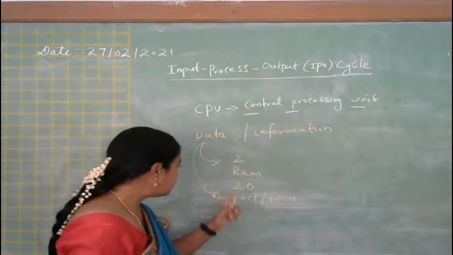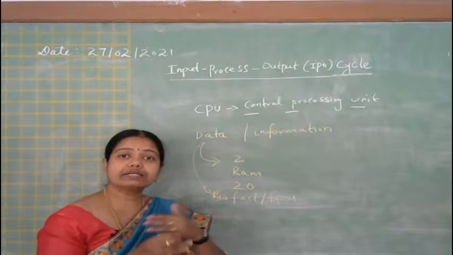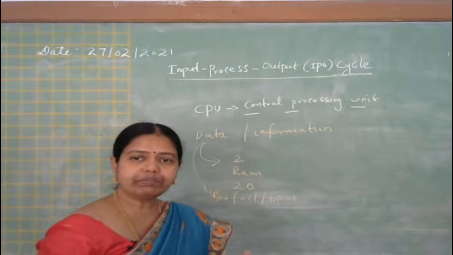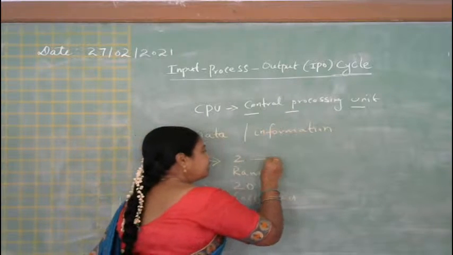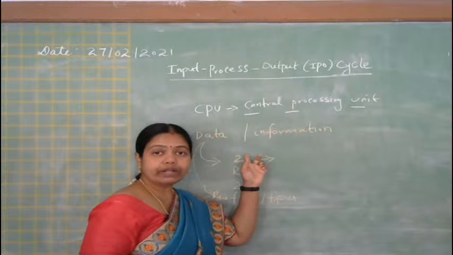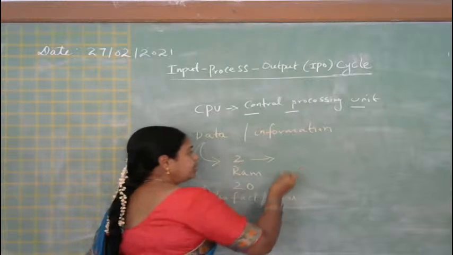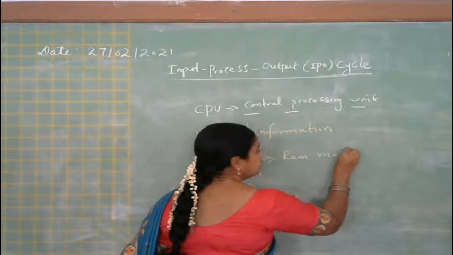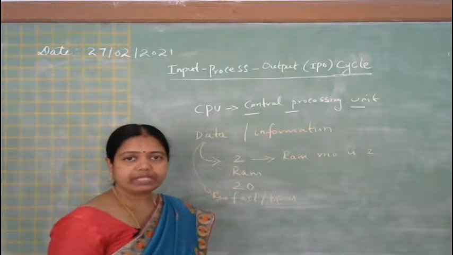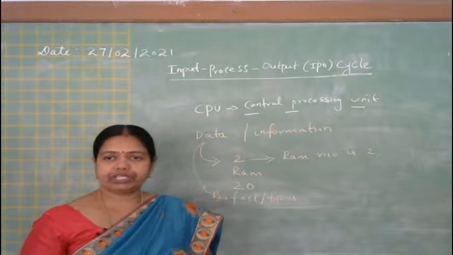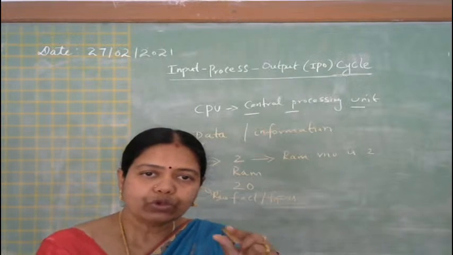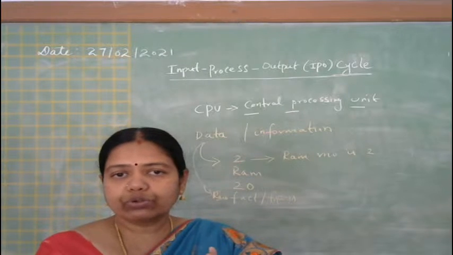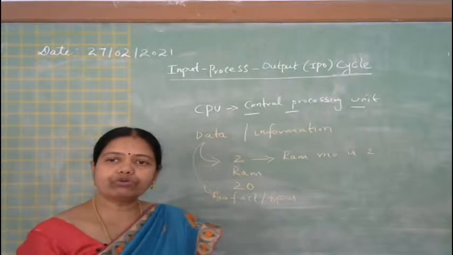Now this raw data will be processed. Processing means you can write: RAM's roll number is 2. Then you are getting some information. Previously, with 2, whether 2 is a mark or a roll number, we had confusion about the data.